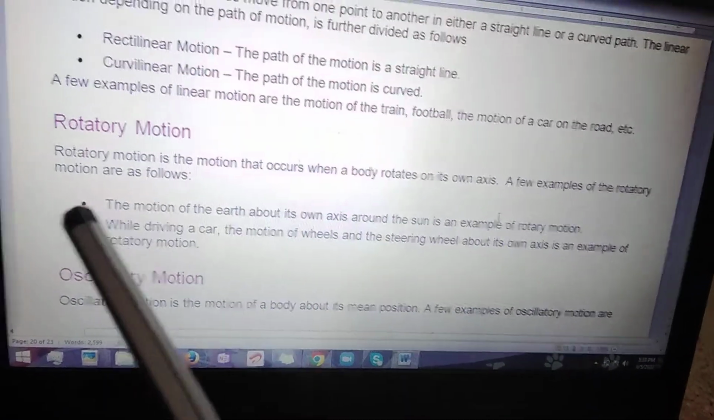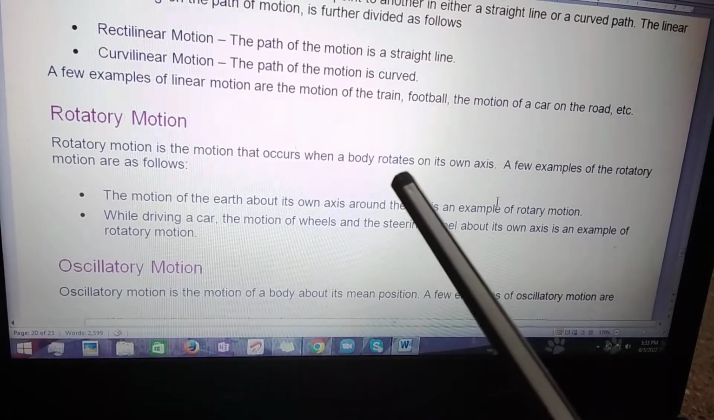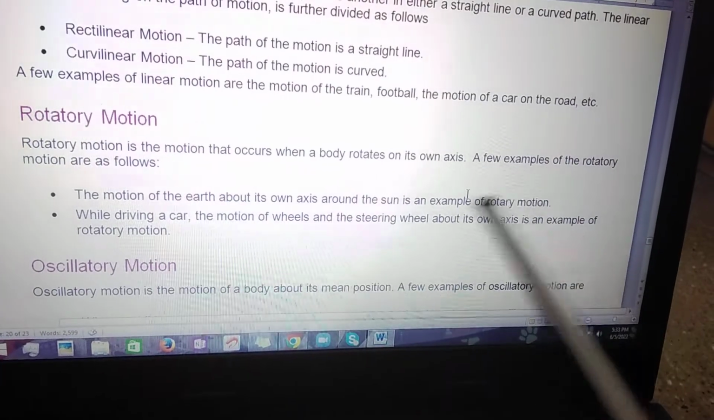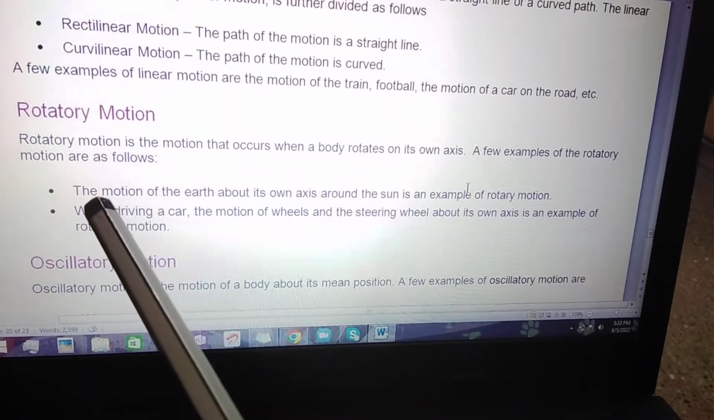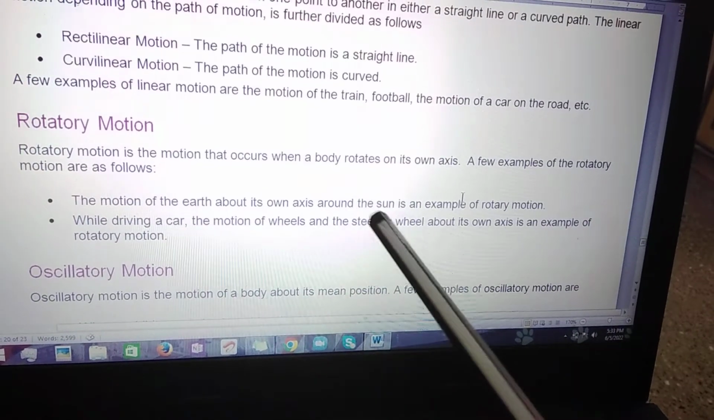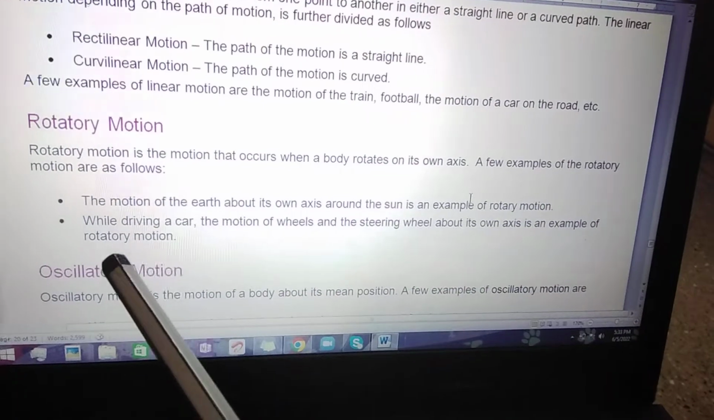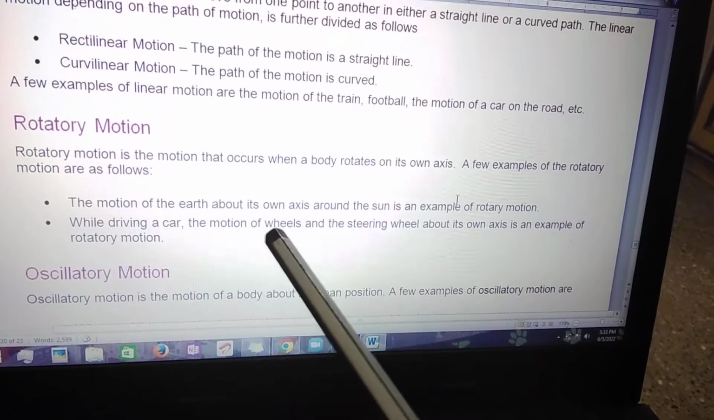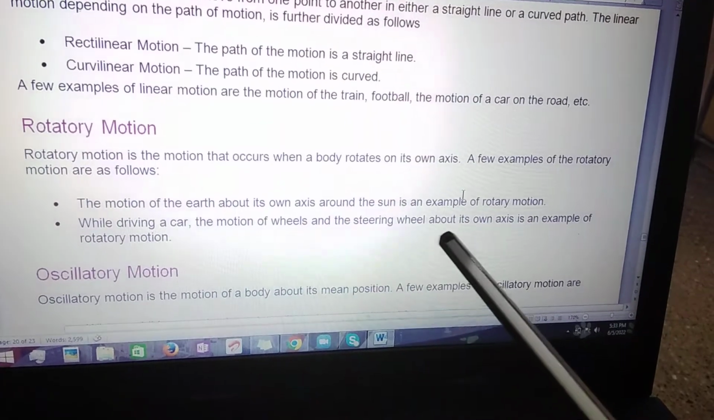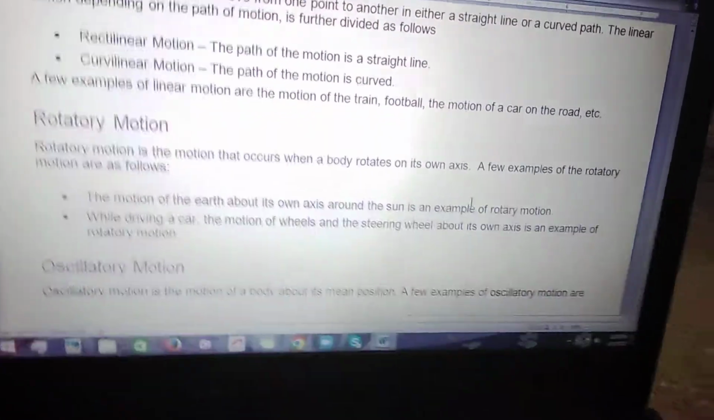Rotatory motion. Rotatory motion is the motion that occurs when a body rotates on its own axis. A few examples of rotatory motion are the motion of Earth about its own axis, and around the Sun. While driving a car, the motion of the wheels and the steering wheel about its own axis is an example of rotatory motion.